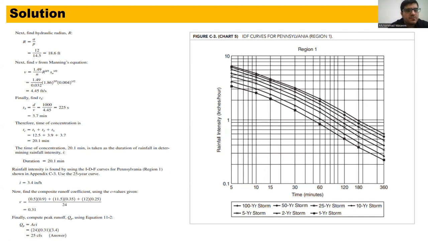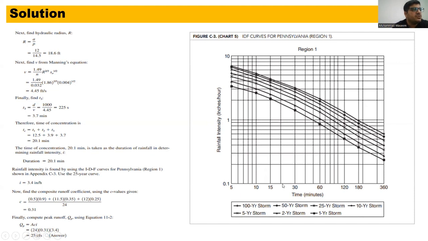So the time of concentration is 20.1 minutes. The rainfall intensity is found by using the IDF curves for the Pennsylvania region, shown in this Appendix C3, which you can see on this slide, using the 25-year storms, and then you can find the intensity here. I think this is the 25-year storm curve.